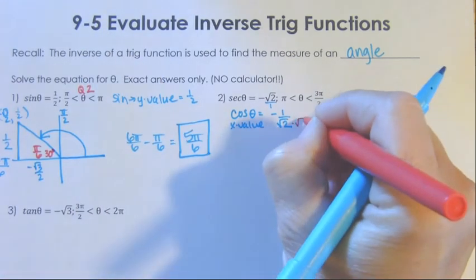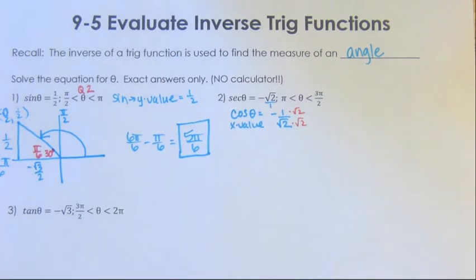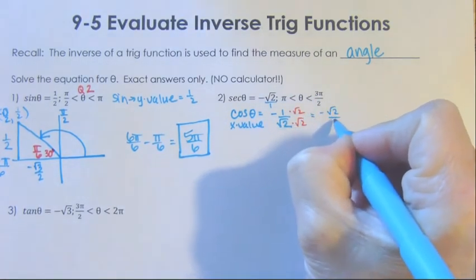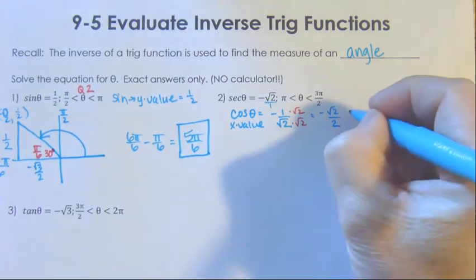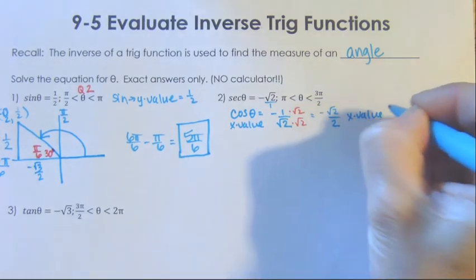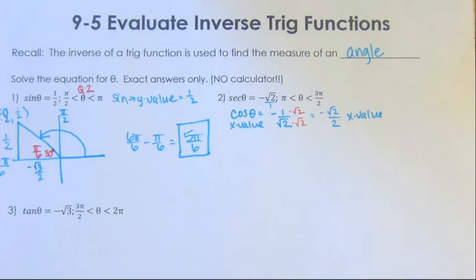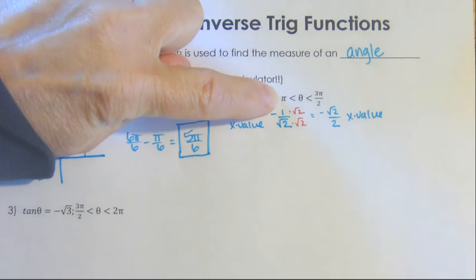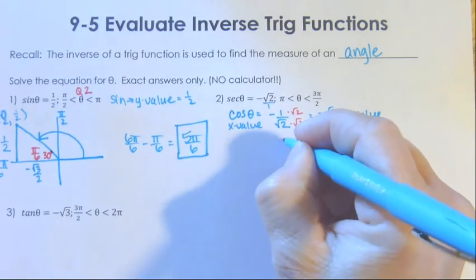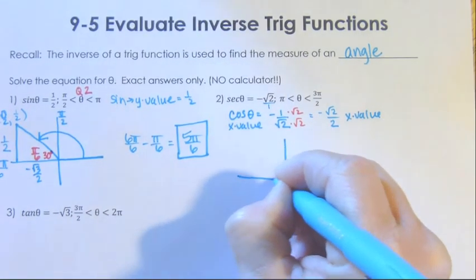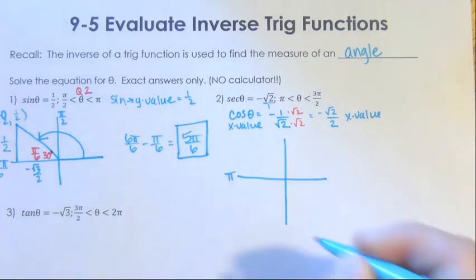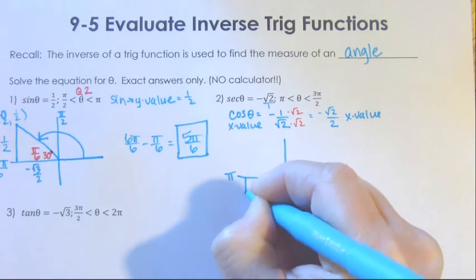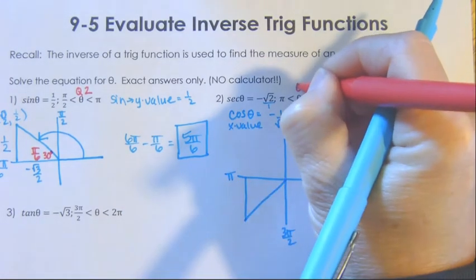So remember, you can't have a radical in the denominator. If you multiply the top and the bottom by radical 2, this gives me negative radical 2 over 2. So my x value is going to have to be negative radical 2 over 2. It tells us which quadrant to work with. So this is between pi and 3 pi over 2. If I start to practice, pi is always right here, and then this is 3 pi over 2. So that puts us in quadrant 3.